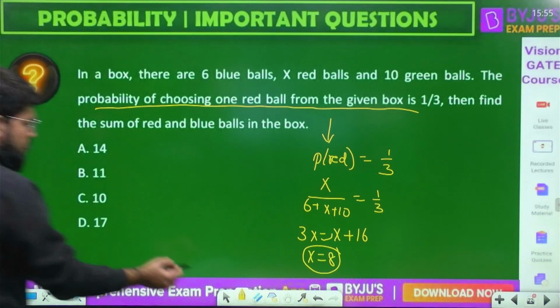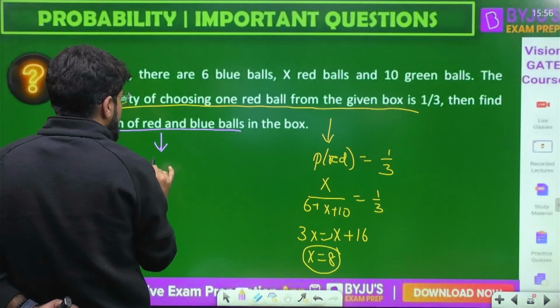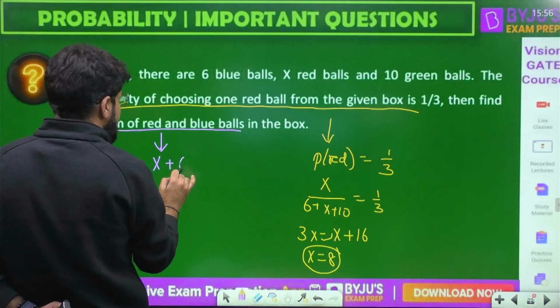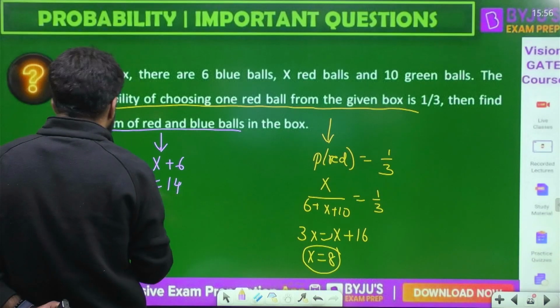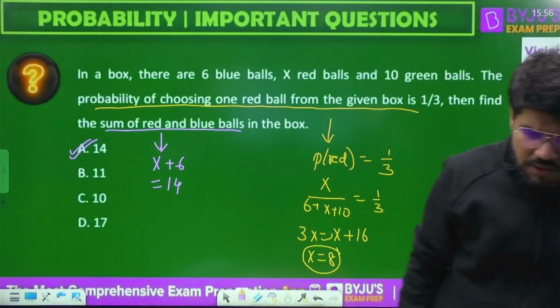Now find the sum of red and blue balls. So that is X plus blue, kitni hai, 6. X obtained is 8, so 8 plus 6. Correct answer is option number A, 14. Sometimes it could be very simple also.